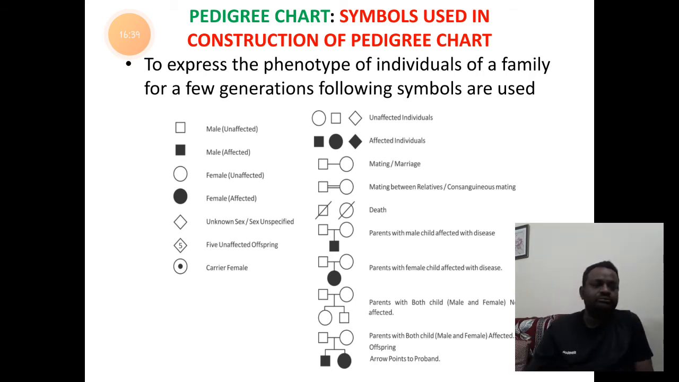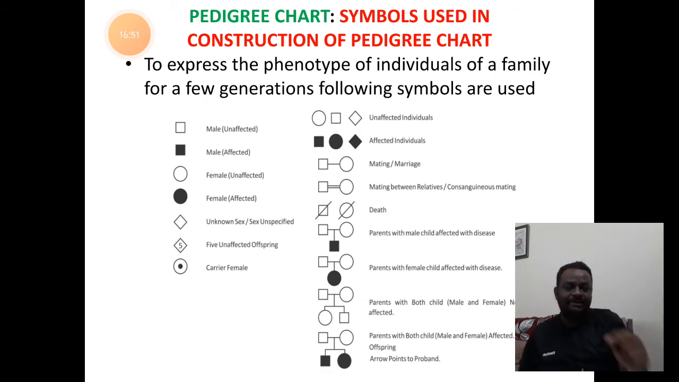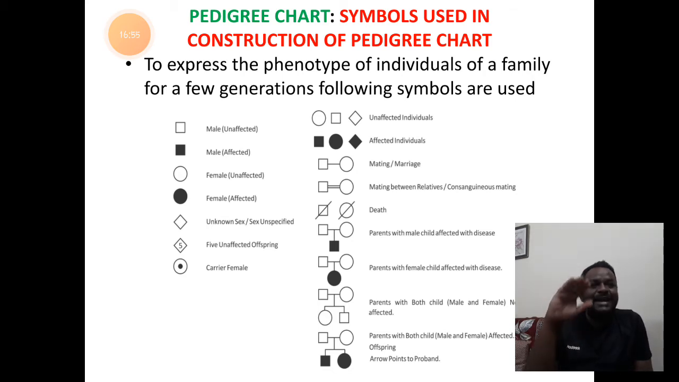Now, in the third row, we have a square box connected to a circle by means of a horizontal line. So we know that the square box indicates a male, and the circular symbol indicates the female. Both are connected, which indicates that there occurs a mating process or a marriage between these two individuals.